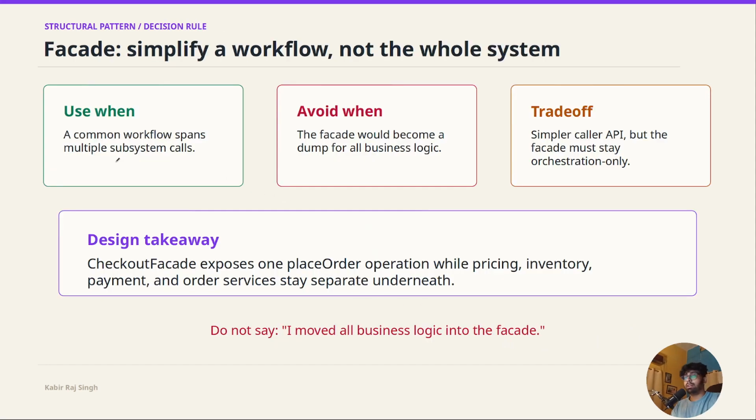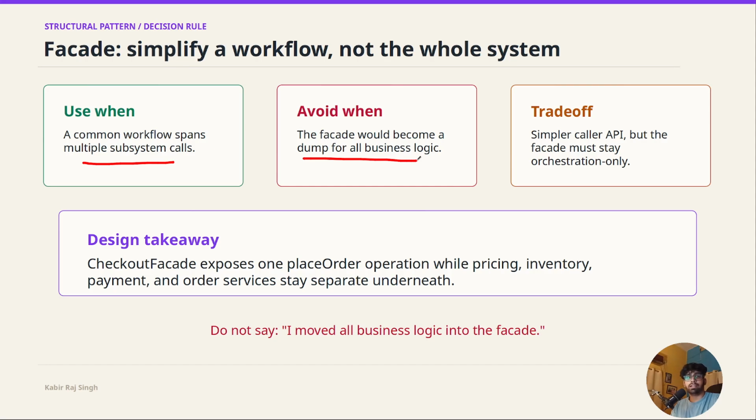Use it when there is a common workflow that spans multiple subsystem calls. The pressure here is when you have caller complexity, not just the existence of many services. If you have many services, they have different ways to call them, or maybe different areas to call them. You do not want to use this. Use it only when your caller complexity is becoming very large, and do not make it a dumping ground for our business logic.